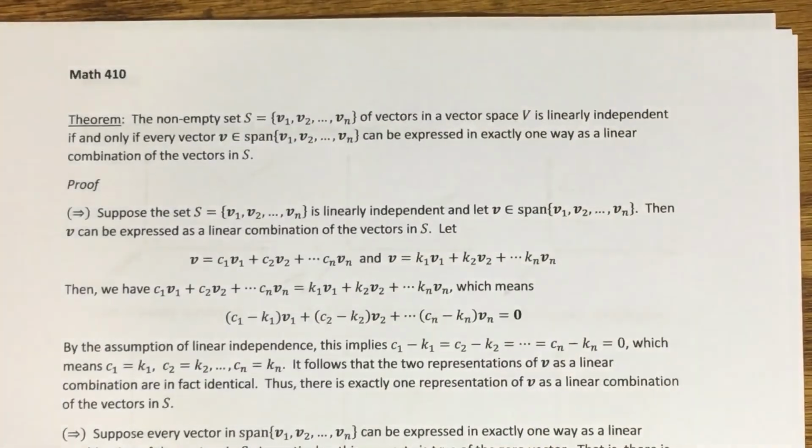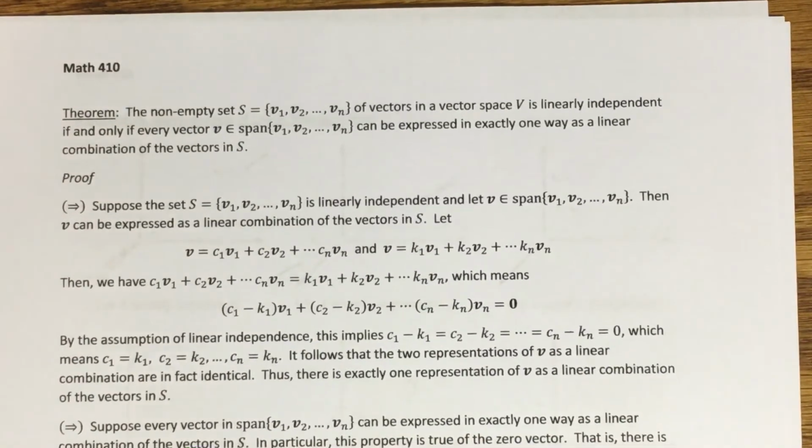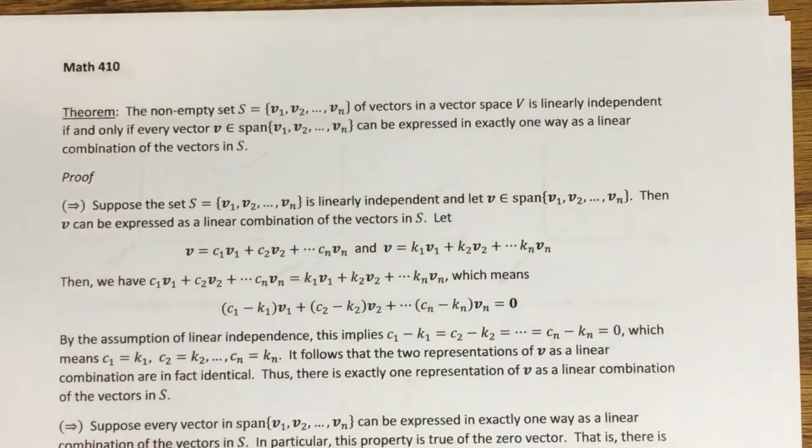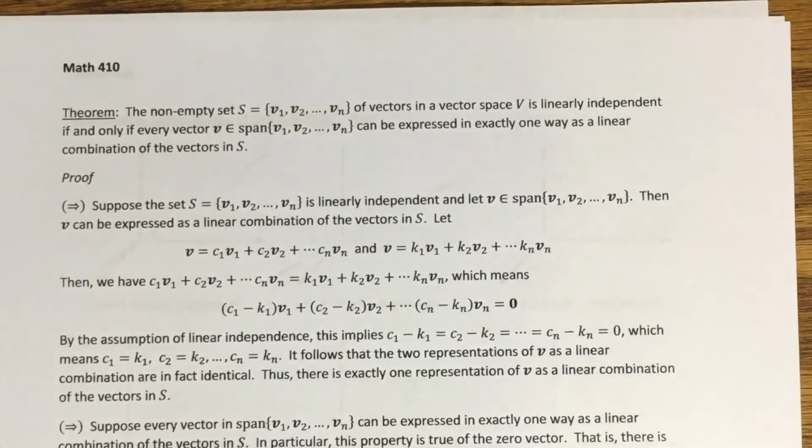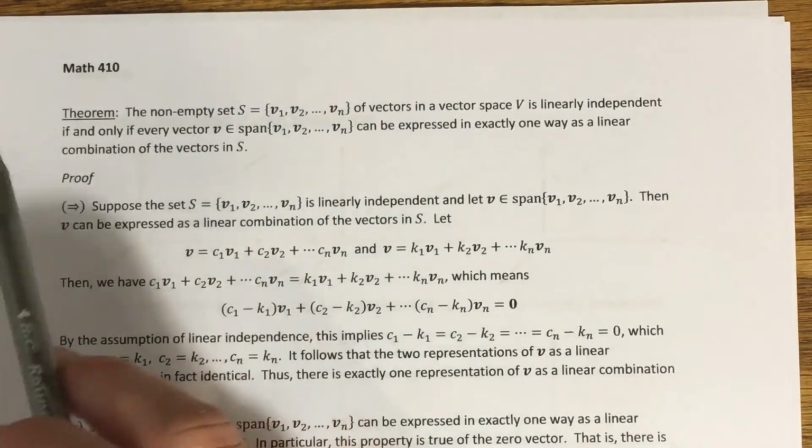This is the theorem that I sort of used to motivate this section. And we've been saying that if a set has linear independence, then that implies this uniqueness property of representing vectors as linear combinations of vectors in this set. We never proved that. I've just been saying that's true. So this is the theorem that establishes that.